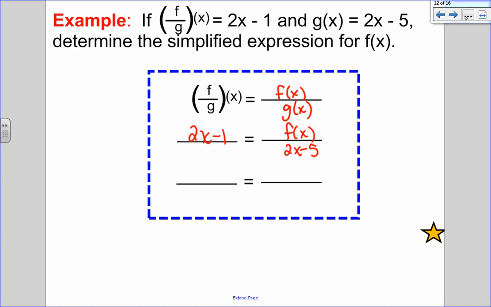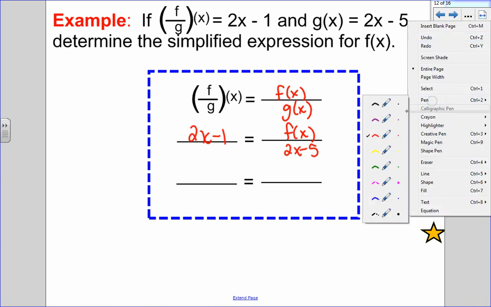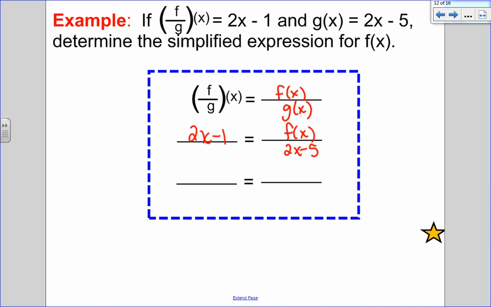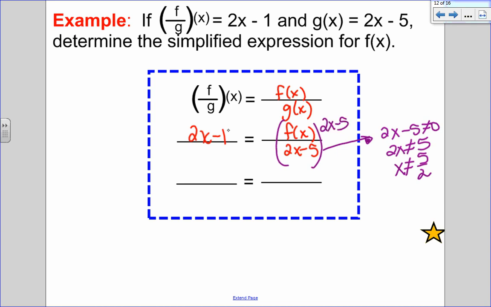Now we want to get g of x by itself, or sorry, f of x by itself. And I can see right now that I've introduced a fraction. I'm dividing by g of x, so I do have a restriction. 2x minus 5 can't be 0, which means 2x can't be 5, which also means x cannot equal 5 over 2. So to get rid of my fraction, I would multiply both sides by 2x minus 5.